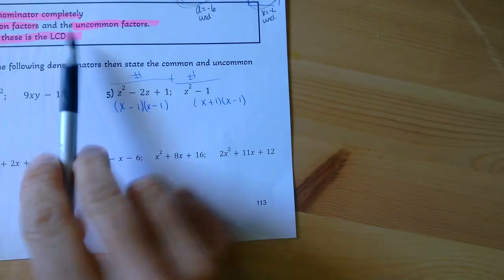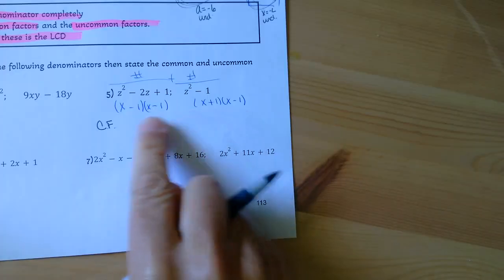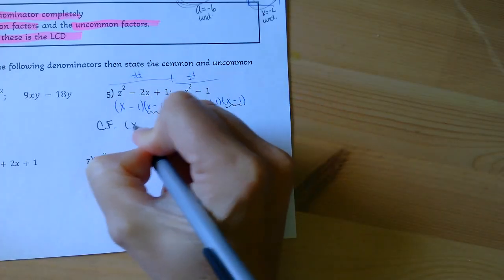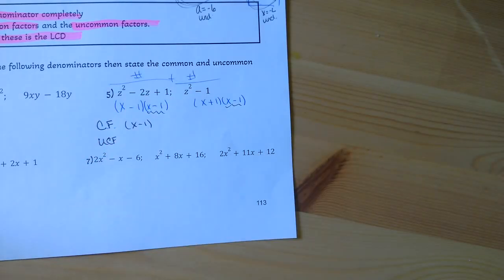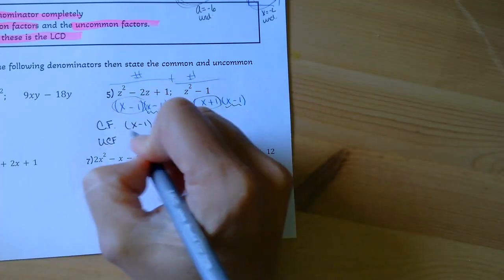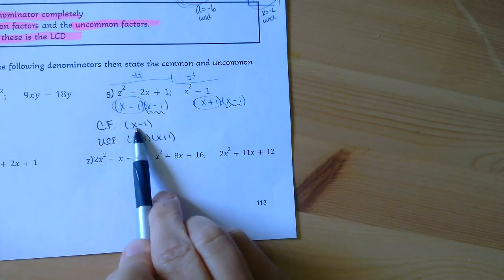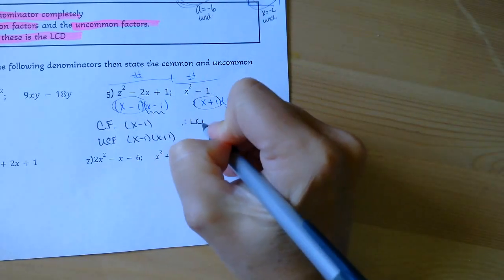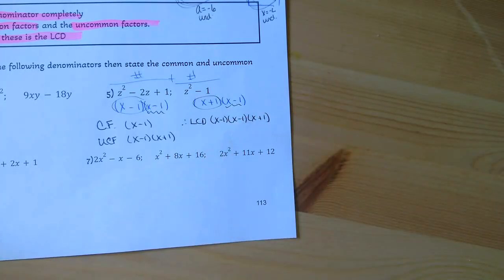We're going to find the common factors and the uncommon factors. So the common factors, what do they share that's the same? What do they have in common? They each share an x minus 1. What are the uncommon factors? What's left that they didn't share? Well, this guy had an x plus 1 and this guy had an extra x minus 1. So common is what they both shared. Uncommon is what's left over. Therefore, the least common denominator is x minus 1 and x plus 1. Okay, it is the product of everything.